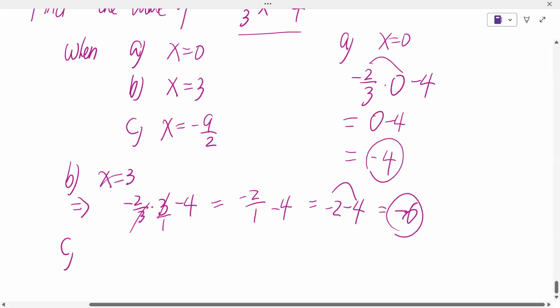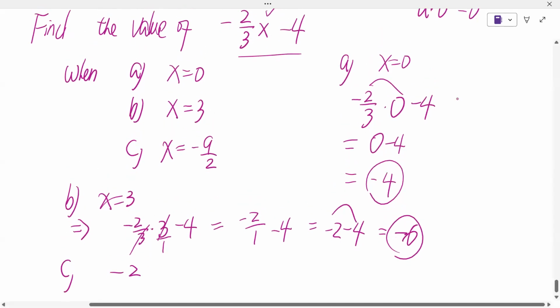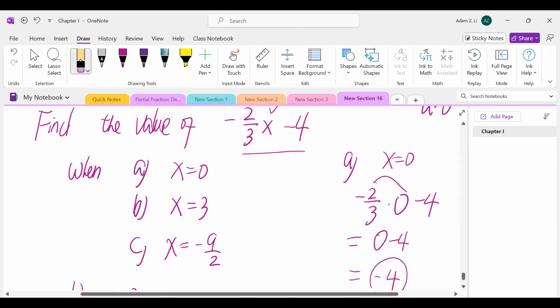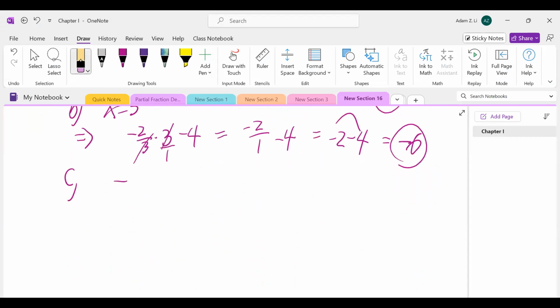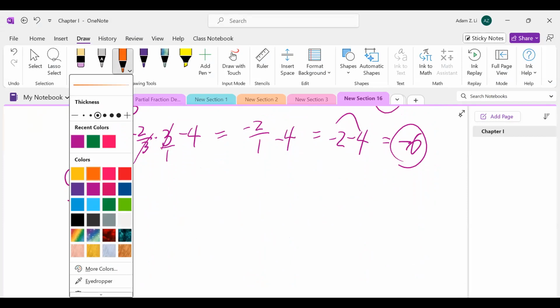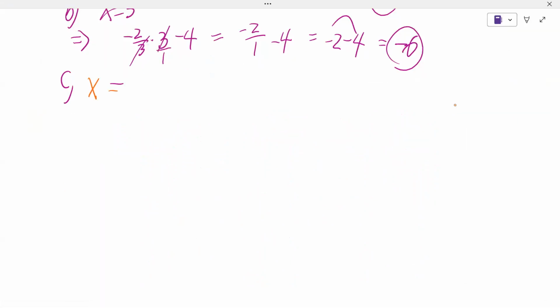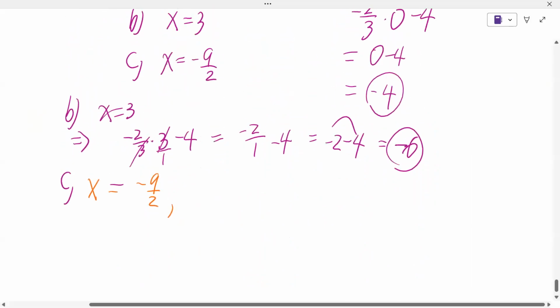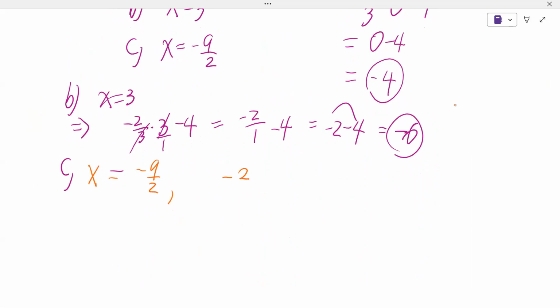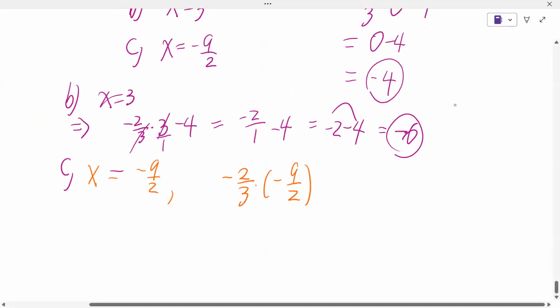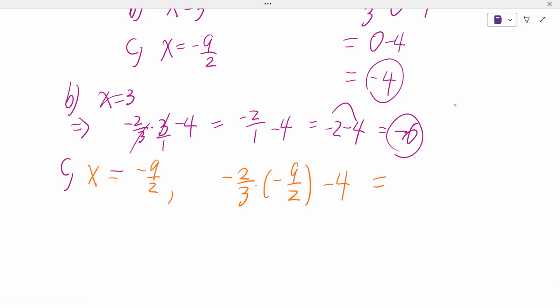And then let's see, part C. So in this case, x equals negative 9 over 2. And here just replace the x with negative 9 over 2. So we get negative 2/3 times negative 9 over 2 and minus 4. Now here we can start simplifying, right? The 2 negatives turn into a positive. And then the 2s get canceled because they're the same number. And 3 goes into 9 3 times. Now once you do that, everything becomes 1, right? So you get 1 times 3 is 3.